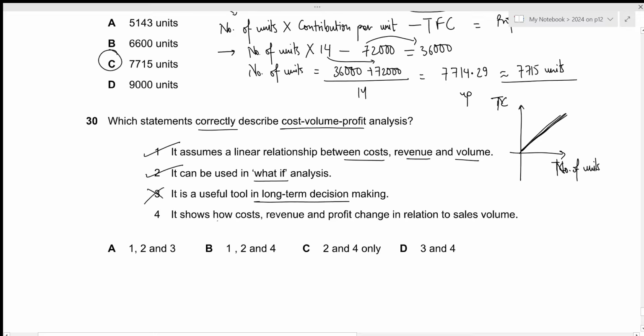Then for the fourth one, it shows how cost, revenue, and profit change in relation to sales volume. That is true. So the answer we're looking for should include 1, 2, and 4, which is given by option B. That's all for this paper.